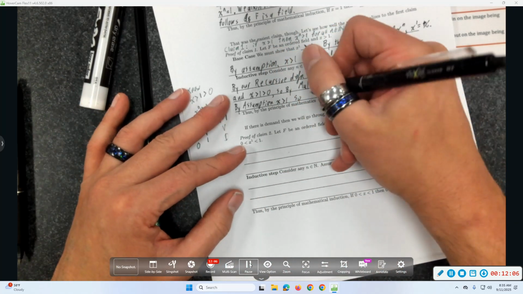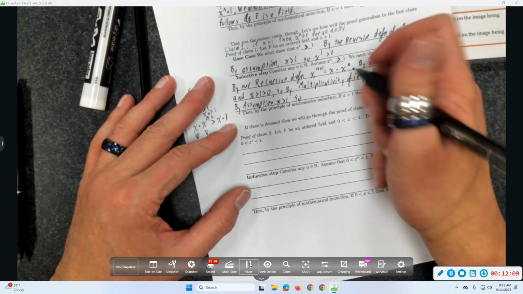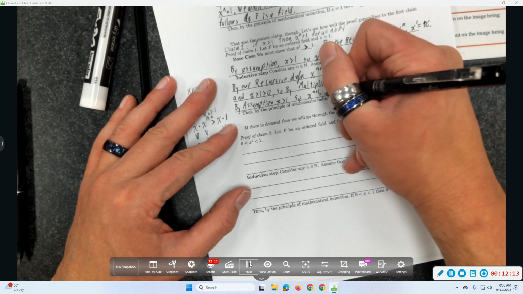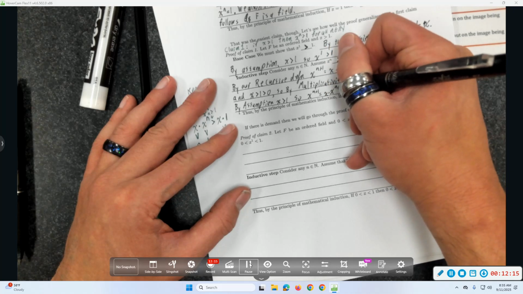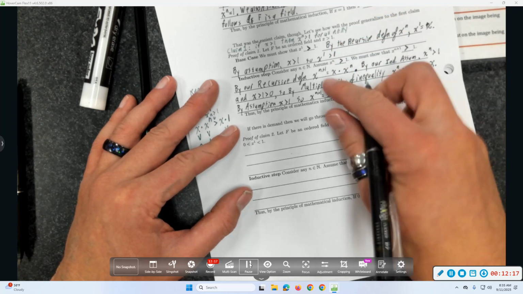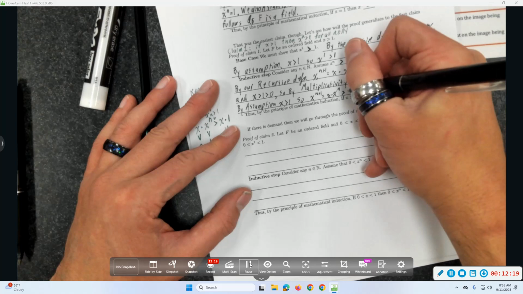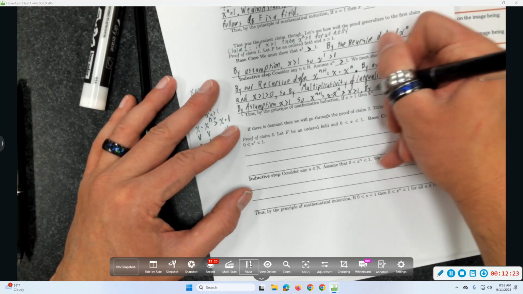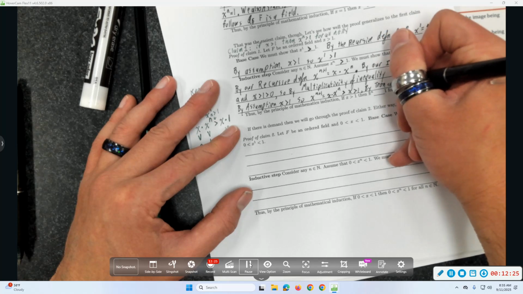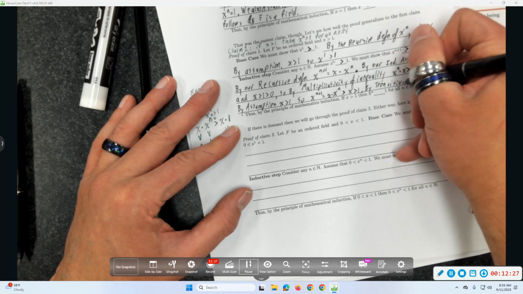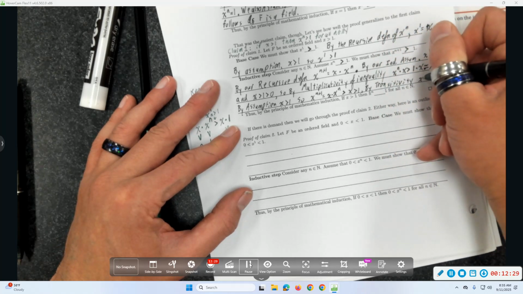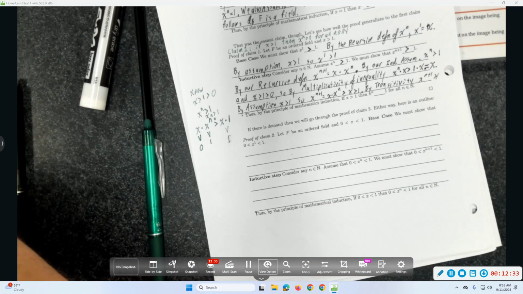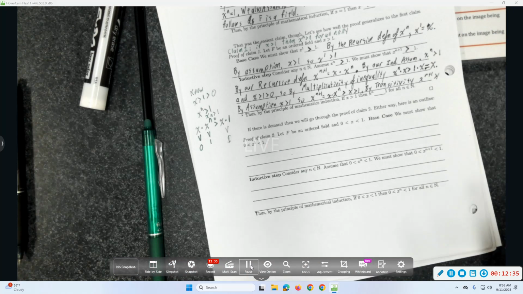So, let's put this all together. x to the n plus 1 is equal to x times x to the n. We've shown that that's bigger than x, is bigger than 1. So by transitivity, x to the n plus 1 is bigger than 1. All right.